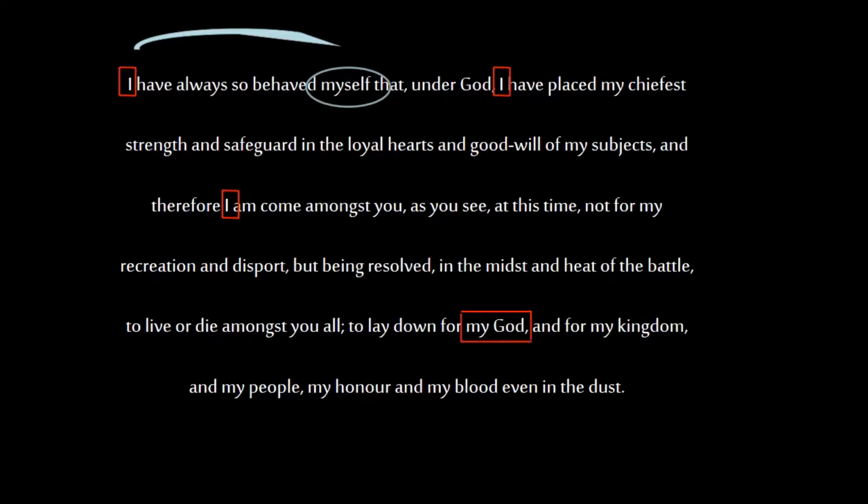And then she has this wonderful epistrophe in which she says, "I am willing to lay down my life for my God, for my kingdom, my people, my honor, and my blood, even in the dust." Let's move to the next sentence.